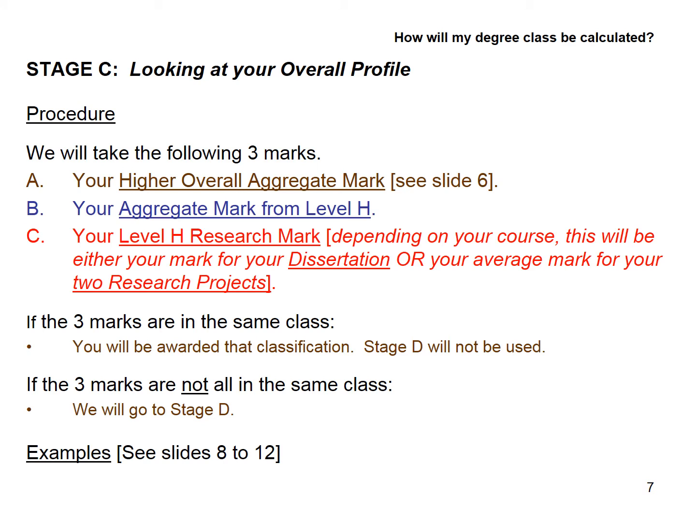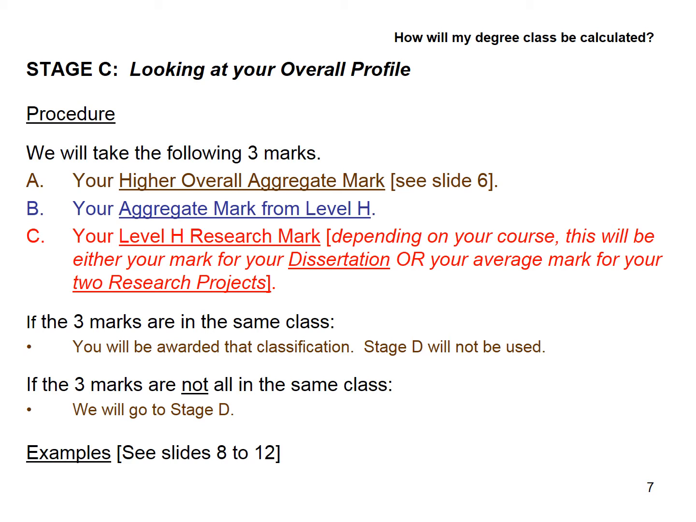And what we'll do here is to look at your overall profile. And here we will take the following 3 marks. First, your higher overall aggregate that we've calculated in the previous slide. Secondly, your aggregate mark from level H. And thirdly, your level H research mark.